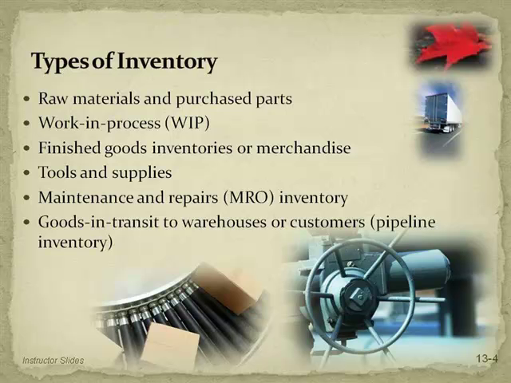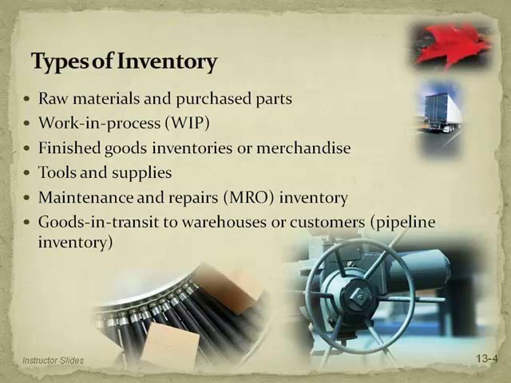Another type of inventory is work in progress, or sometimes referred to as WIP. Work in progress is taking our raw materials and purchased parts and beginning the process of converting or transforming those to some finished product. So we have started work on the finished product, but we're not quite finished yet. While we're in this in-process state, we refer to that type of inventory as WIP.